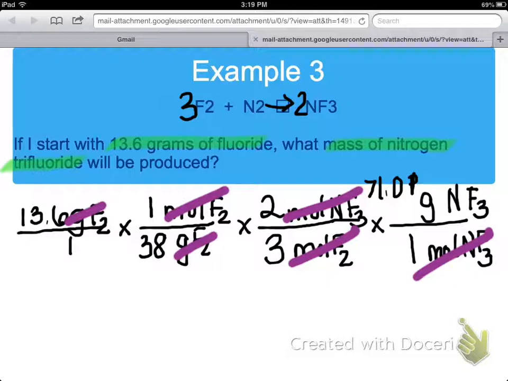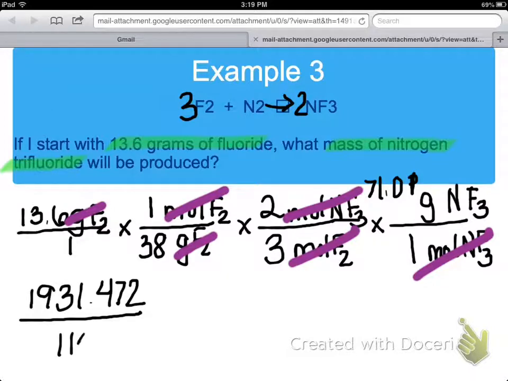So I'm going to multiply everything on top, so 13.6 times 1 times 2 times 71.01, and I get, now I'm not going to round here yet. I'm not going to round to correct significant figures until I get to the very last step. Okay, so on top's good. Now we're going to do the bottom. 1 times 38 times 3 times 1, 114.